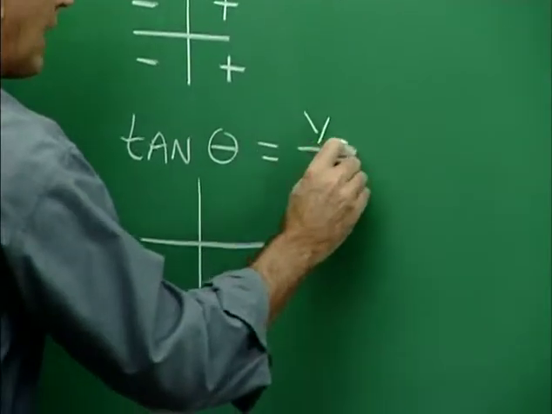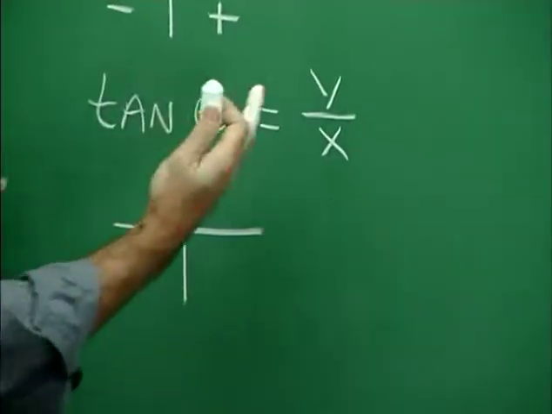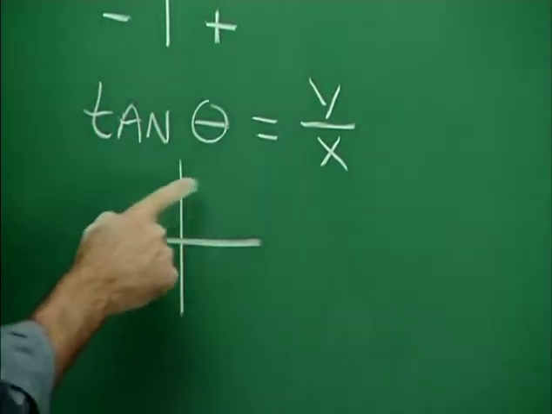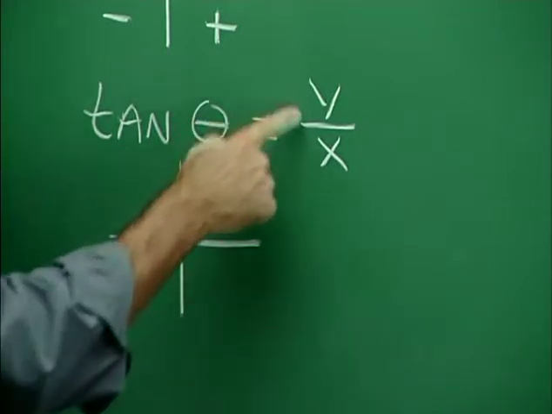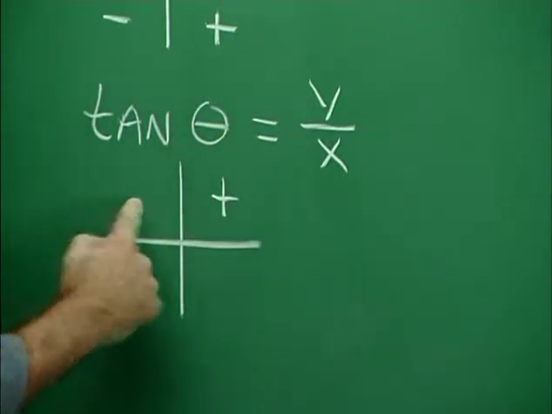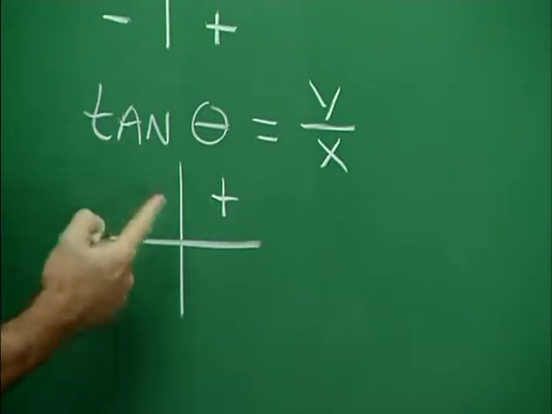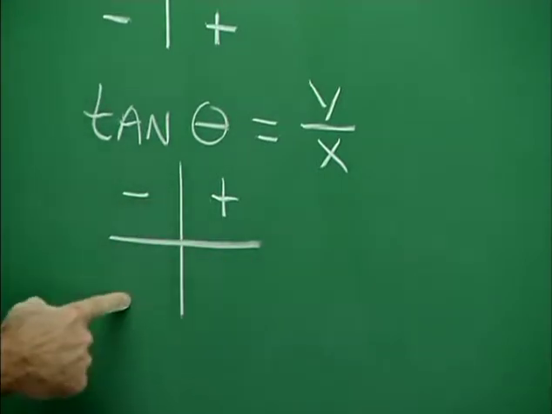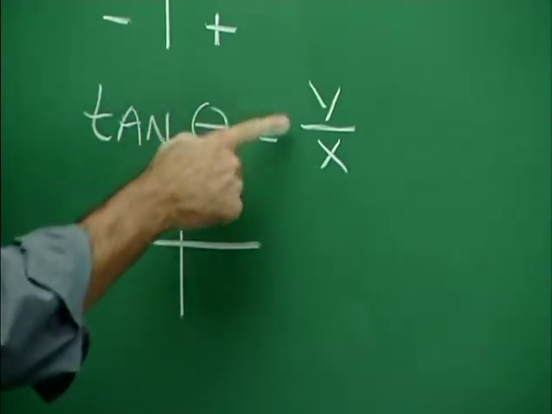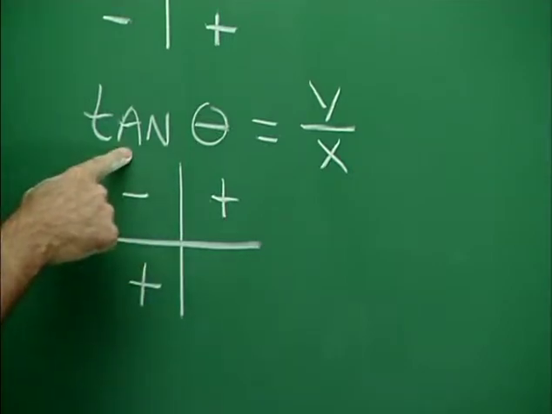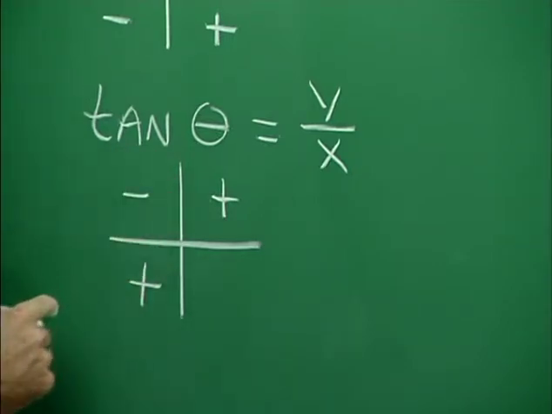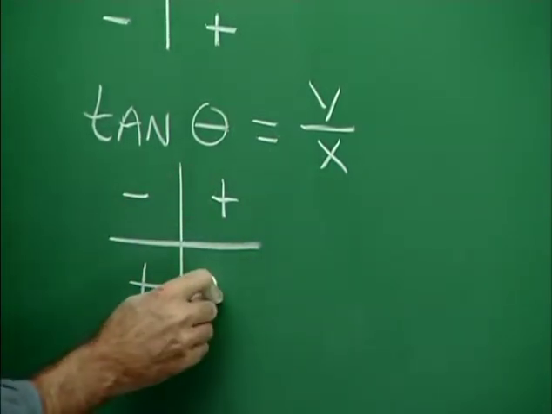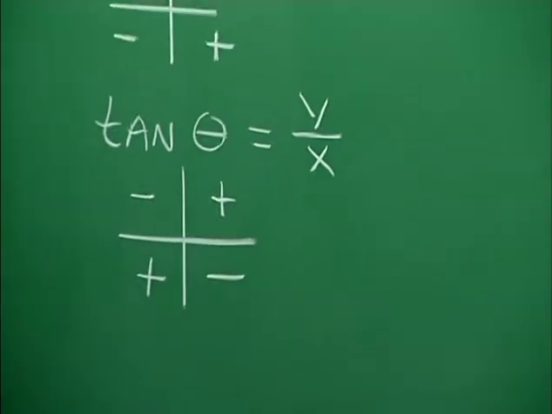So we have y over x, and now we have the sign of both y and x to consider. In the first quadrant, both x and y are positive, so this fraction will be positive. In the second quadrant, x is negative, but y is positive, a sign difference, so tangent, because it's that ratio, is going to be negative. In the third quadrant, both x and y are negative, and negative divided by negative will be positive for the tangent of a theta that falls in this quadrant. In the fourth quadrant, x is positive, y is negative, a sign difference, and therefore the tangent of theta will be negative.